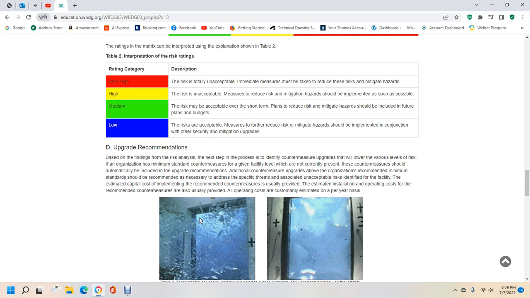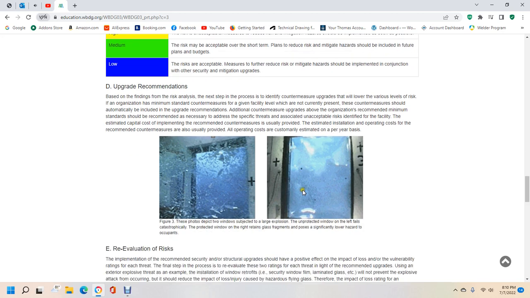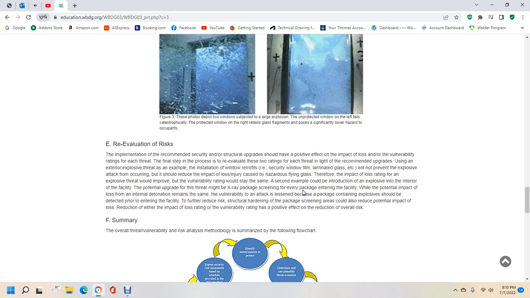Additional countermeasure upgrades beyond the organization's recommended minimum standard should be recommended as necessary to address specific threats and unacceptable risks identified in the facility. The estimated cost of implementing the recommended countermeasure is usually provided, along with the estimated installation and operation cost. All operating costs are customarily estimated on a per year basis.